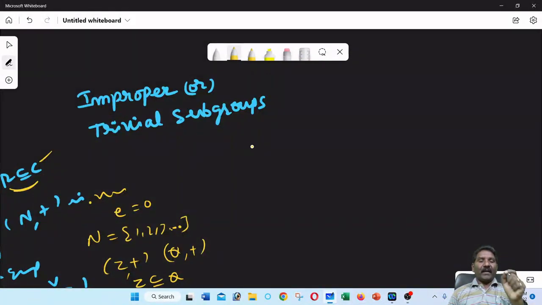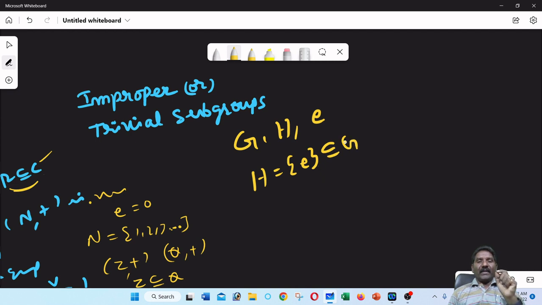Definition of improper or trivial subgroups. Let G be a group and H a subgroup of G, where E is the identity element in the group G. Consider a set H = {E}. The set contains only one element, that element is the identity element. Clearly H is a subset of G. We know that every set is itself a subset. Consider H = G.